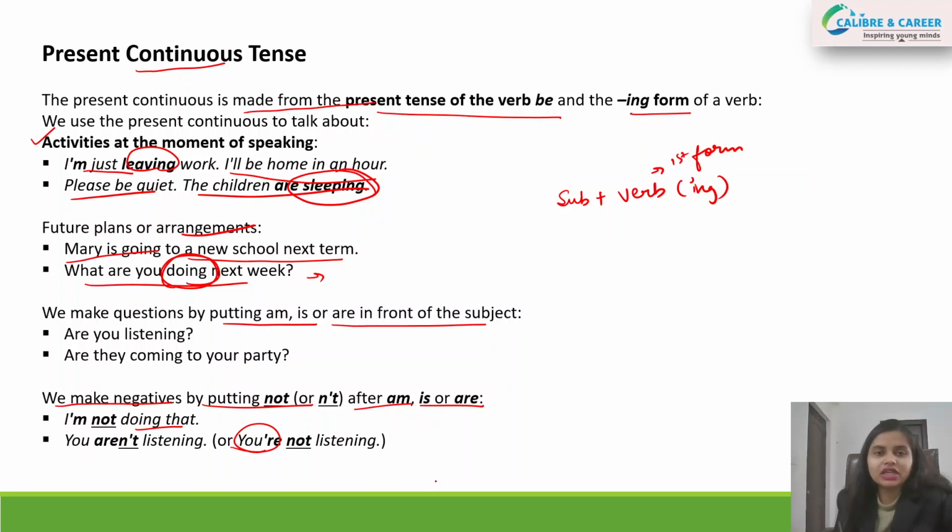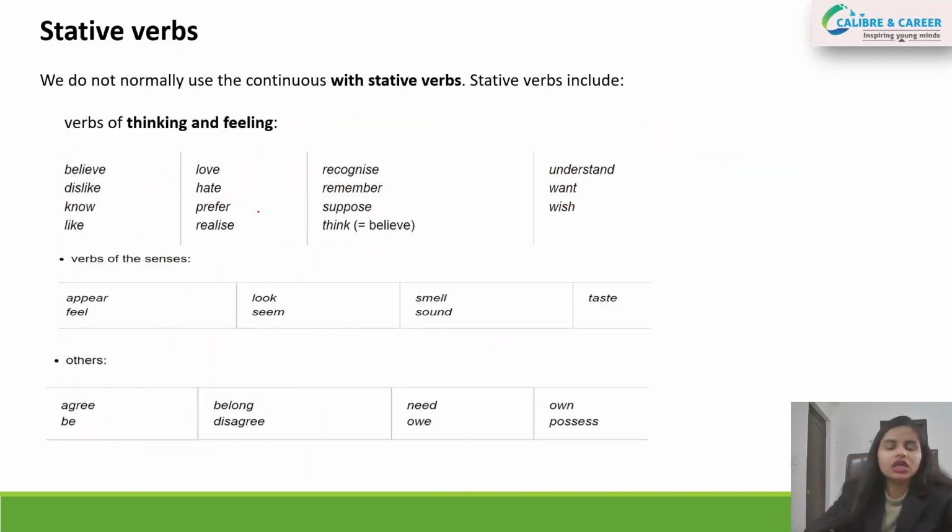So with present continuous, what will you use? Subject plus verb first form and ing. Now, what are the stative verbs that I mentioned in the simple present tense? What is the meaning of stative verb? Stative verbs basically talk about a general condition. We do not use stative verbs with the continuous; we use them mostly with the simple present tense only.